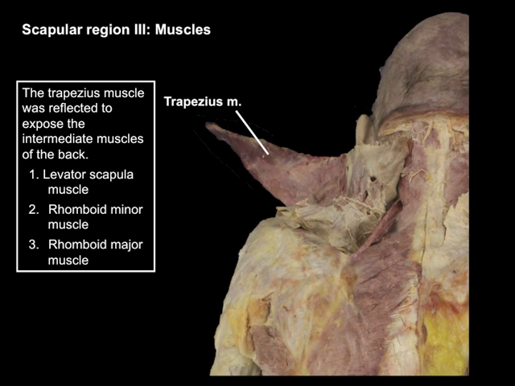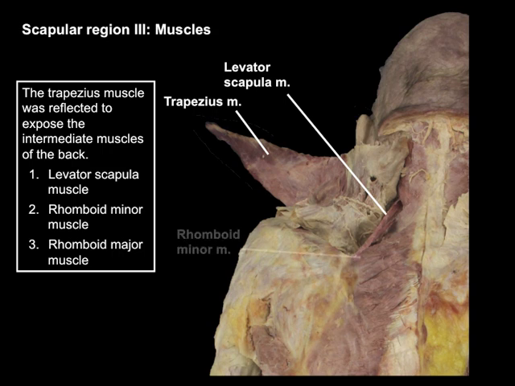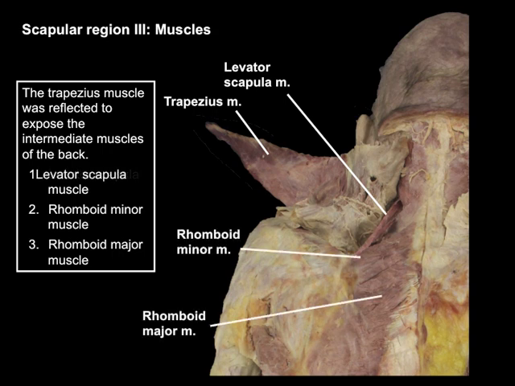With the trapezius muscle reflected, it is now possible to observe the intermediate muscles of the back. These include the levator scapulae muscle, the rhomboid minor muscle, and the rhomboid major muscle. As its name implies, the levator scapulae elevates the scapula. The rhomboids retract and elevate the scapula.